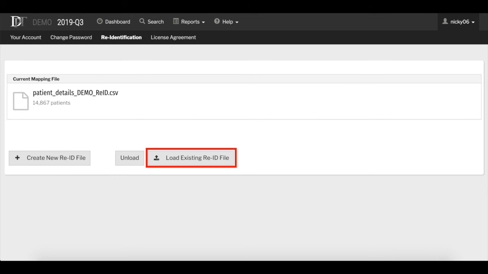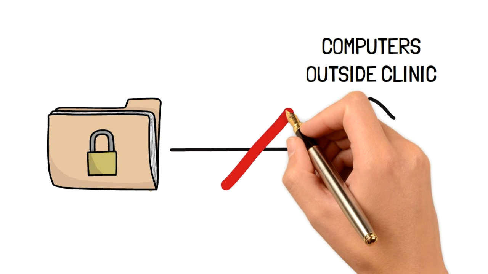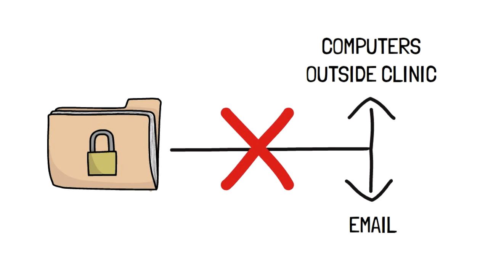This can be done by selecting the Load Existing ReID File option on the re-identification page, and can be shared with your colleagues to allow them to re-identify their own patients in the DPT. However, while this file is encrypted and protected by your password, it is important to remember that it contains sensitive patient information and should not be copied onto computers outside the clinic or be sent by email.